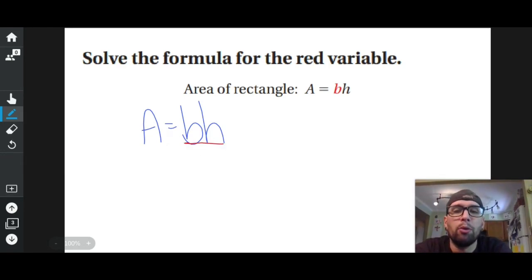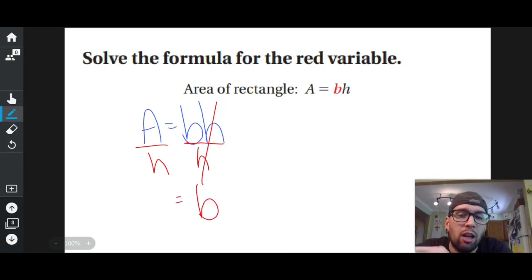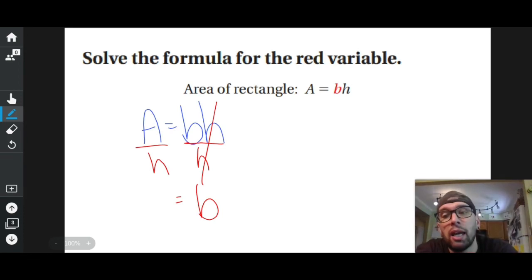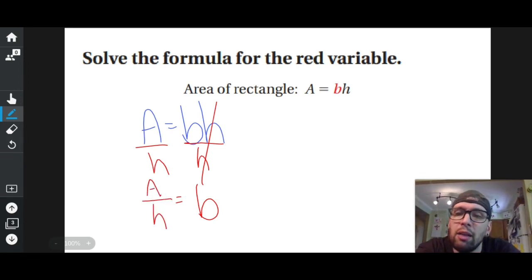So I'm going to divide both sides by h, and h over h cancels out. Now b is all by itself. Does the a and the h on the left side combine? No, because a and h are different. In fact, one means area, the other means height, and you can't combine area and height. So I have a over h and leave it like that.